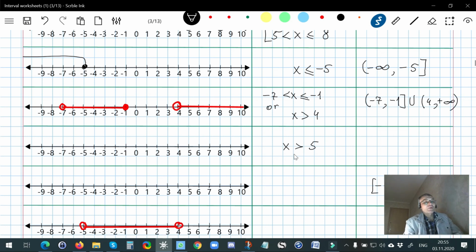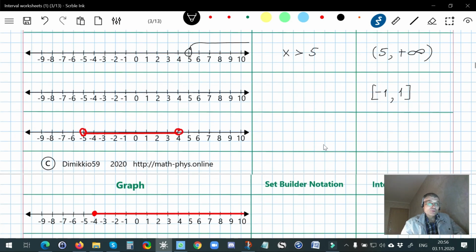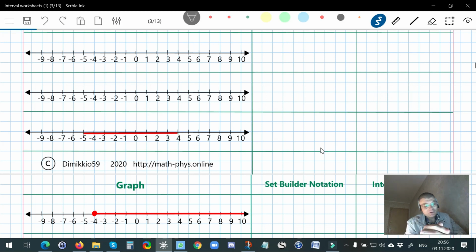In this case, we're given set builder notation. It's greater than 5, so 5 is not included, and everything to the right. All right, here we just have 5 is not included, so it's round, open, and that's plus infinity. It is never included, it's always open. We're going to do the last problem on this first sheet, and then you can train yourself.